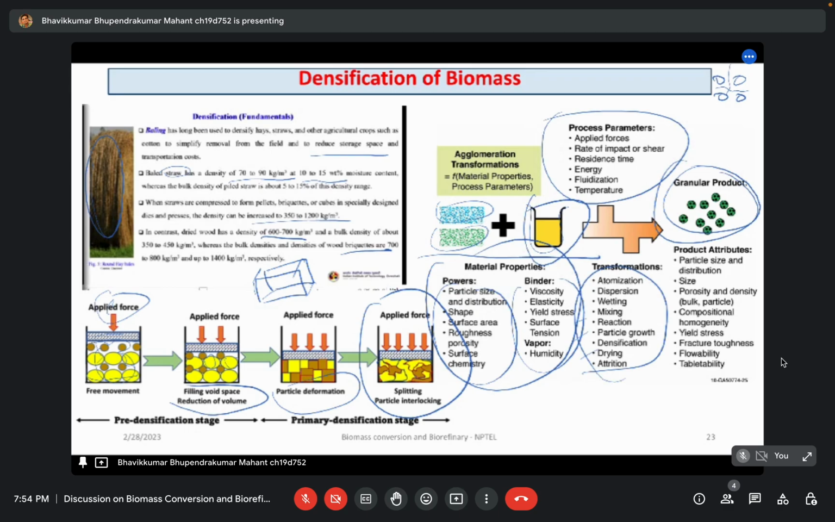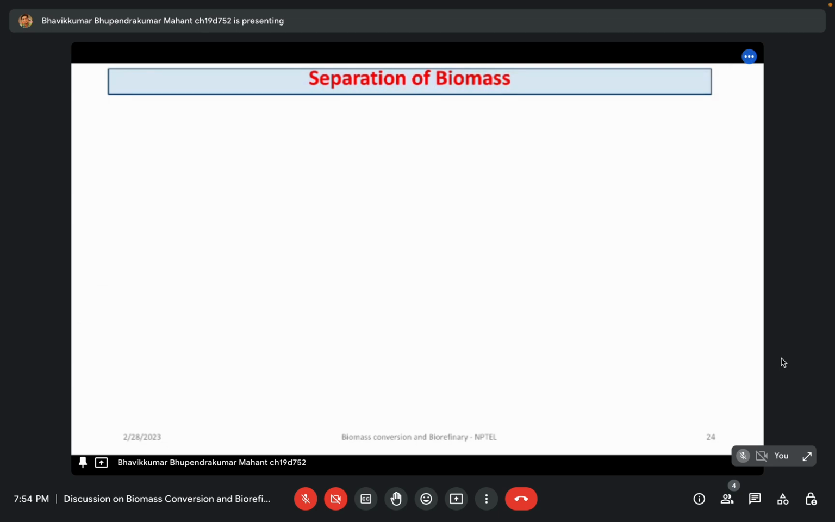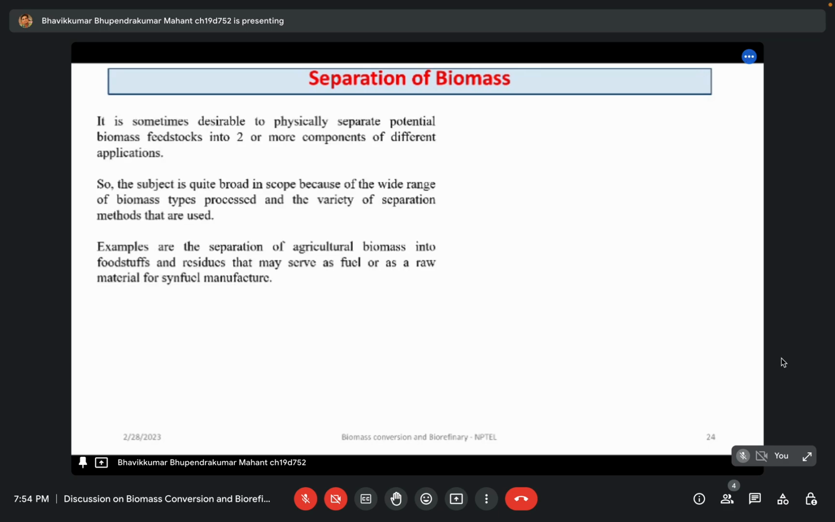Okay, so we go to the next slide. After densification, separation is also important. So what is separation and how does it work? It is desirable to physically separate potential biomass feedstock into two or more components of different application. As we saw in the last class, and in today's discussion also, hemicellulose has a different range of products.